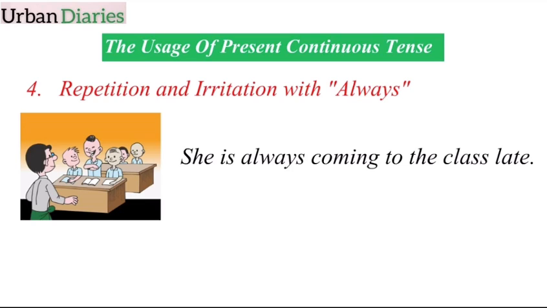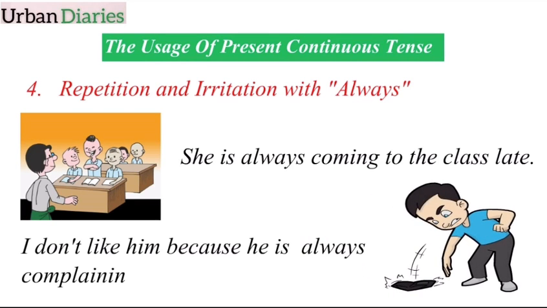Now if you notice, this usage of present continuous tense is quite similar to present simple tense. There also we talk about routine and repeated actions. And in present continuous tense also we talk about repetition. So both the sentences are correct. See this example. I don't like him because he is always complaining about others. In this sentence, he is in a habit of complaining about others. So to talk about repeated actions, we use present continuous tense. This was the last usage of present continuous tense.